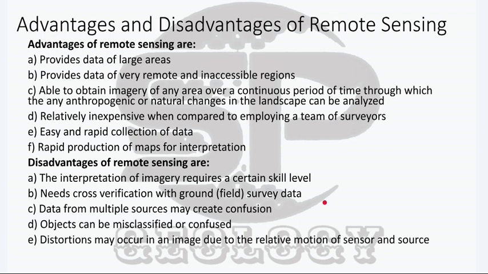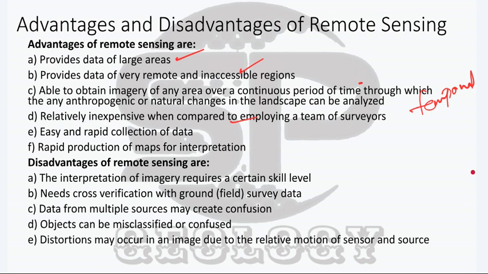So what are the advantages of remote sensing? It provides data of a large area in a smaller time, and data of very remote and inaccessible regions. You are able to obtain imagery of any area over a continuous period of time, so you can get temporal data. Temporal data means multiple times: today, tomorrow, the day after tomorrow, you can get the data of the same place. It is relatively inexpensive when compared to employing a team of surveyors.